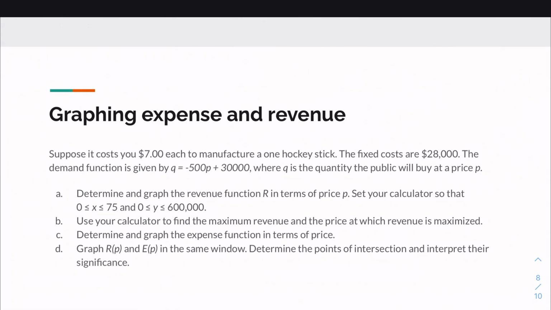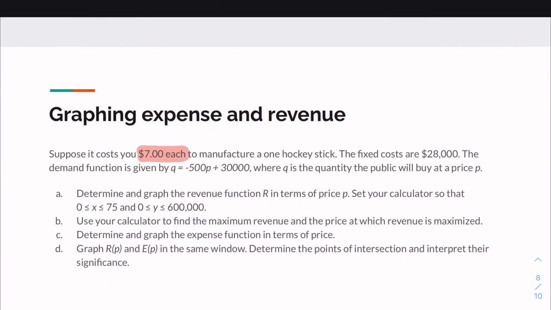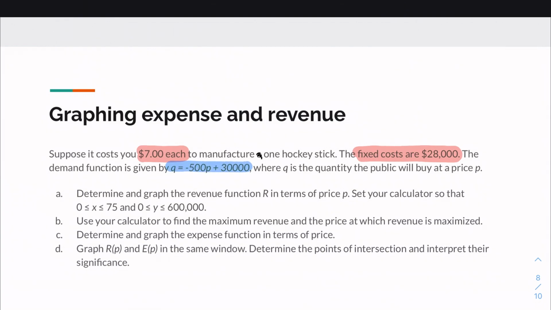Well, if we want to think about this graphically, we can. And we will, because it's going to set us up for the rest of the unit. So we'll suppose that it costs us $7 each to manufacture one hockey stick. That was awful grammar. The fixed costs are $28,000. And then we also have this demand function given by Q equals negative 500p plus 30,000. And we know that Q is quantity and P is price.